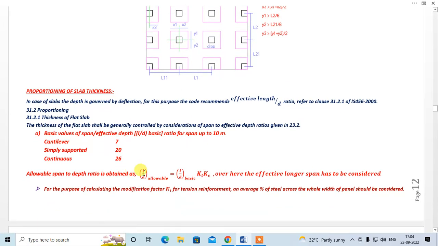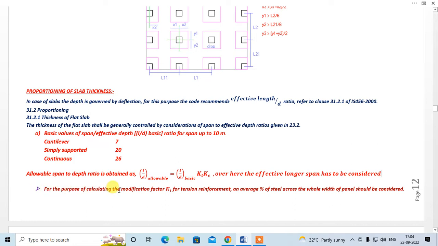Okay, then we can find L by D allowable, that is equal to L by D basic into KT into KC. Okay, where KT is the modification factor corresponding to the percentage of tensile steel, and Kc is the modification factor corresponding to the percentage of the compression steel, right? Okay.